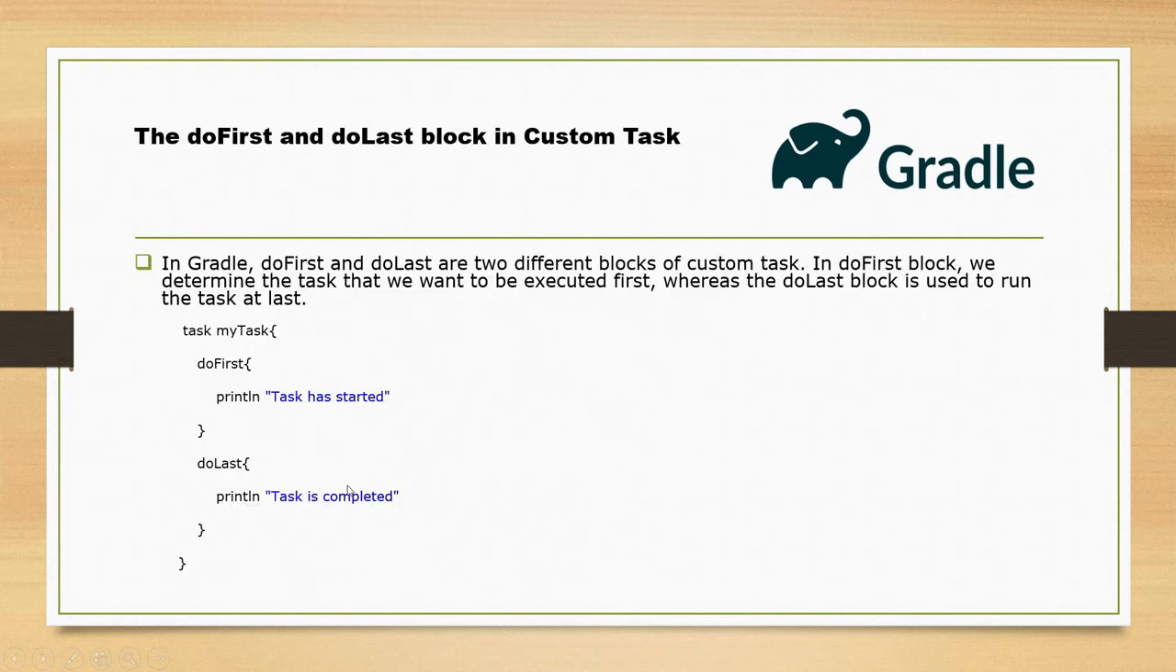Now again, let's discuss the doFirst and doLast blocks in a custom task. In Gradle, doFirst and doLast are two different blocks of a custom task. In the doFirst block, we determine the task that we want to be executed first, whereas the doLast block is used to run the task at last, right? So you can define your custom task, and between this you can use doFirst and doLast, something like this.